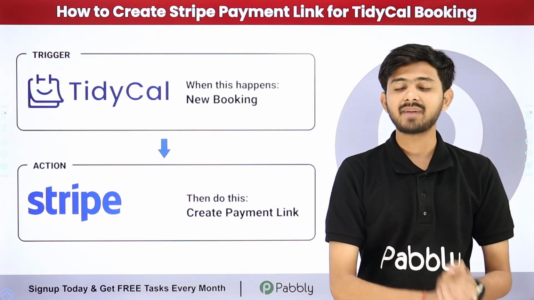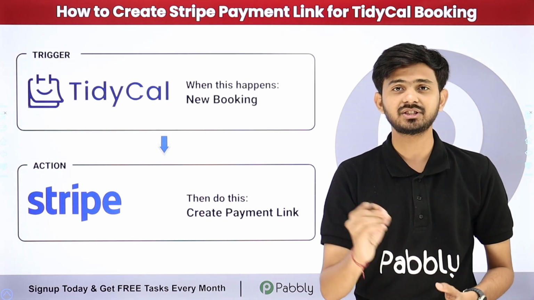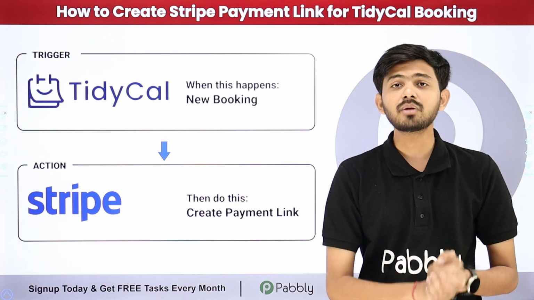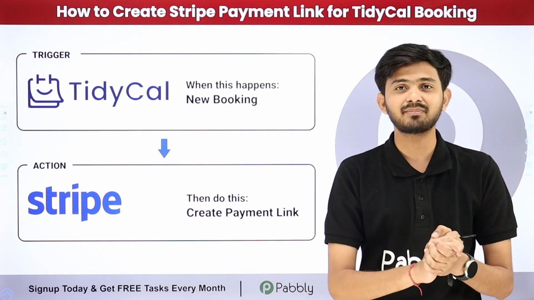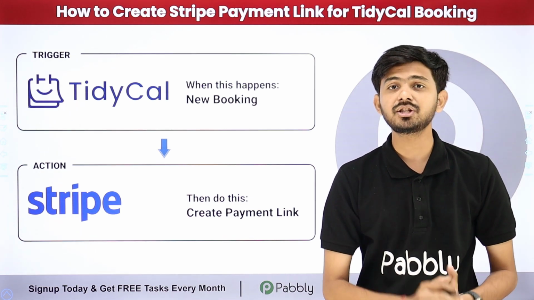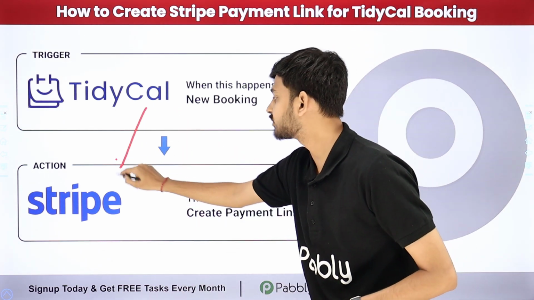So I'm running an event planning company, and I'm running a wedding planning consultation and taking the booking for that consultation by using TidyCal, so automatically I want to create a payment link for that particular booking by using Stripe. So for doing this automatically, I need to set up an automation and a connection between TidyCal and Stripe.